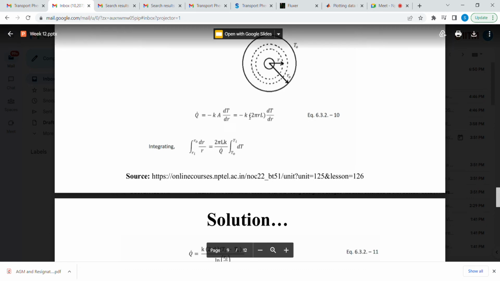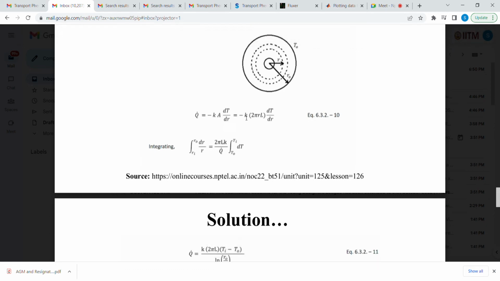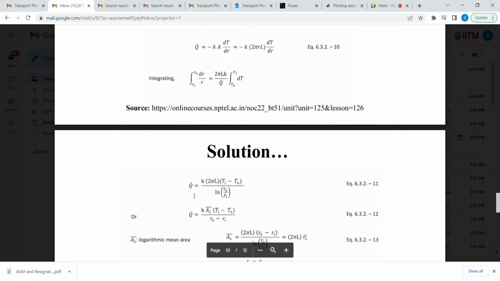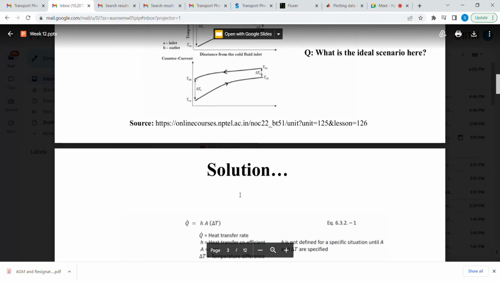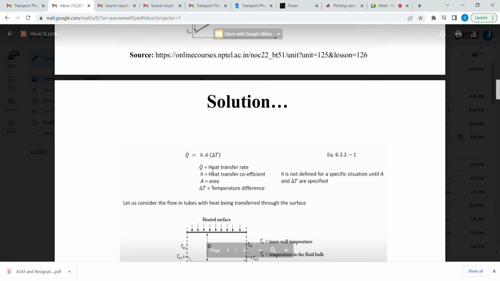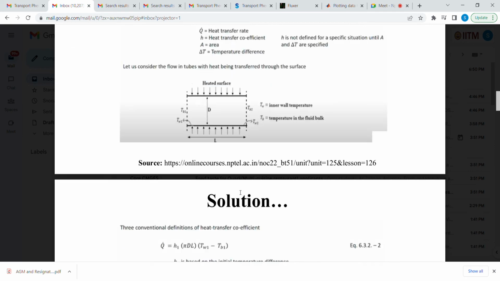But this is how the equation is derived. So what we need to do is rearrange it and then integrate it. When we rearrange it and integrate it, this is what we get. Q dot. What is Q dot? Q dot is the rate of heat transfer, or heat transfer rate, whatever.